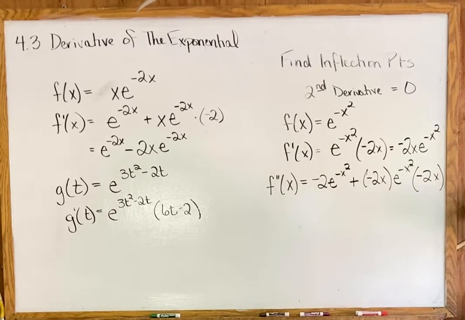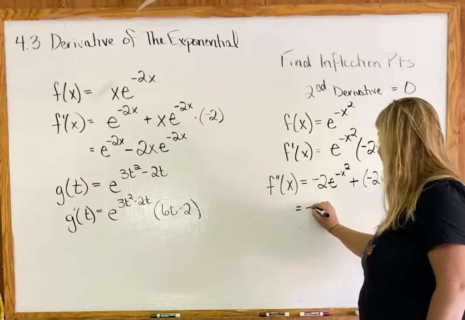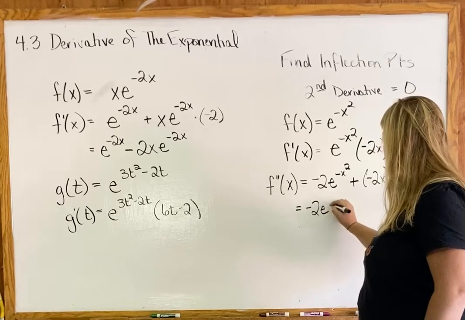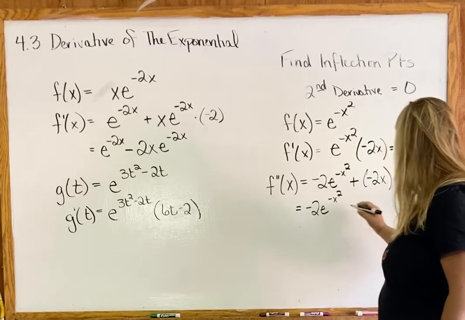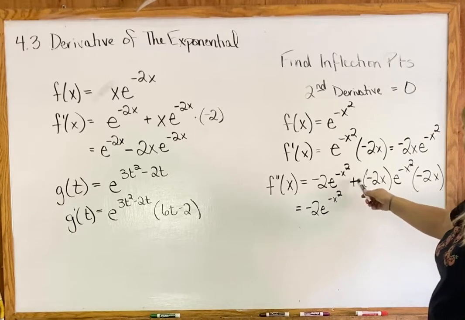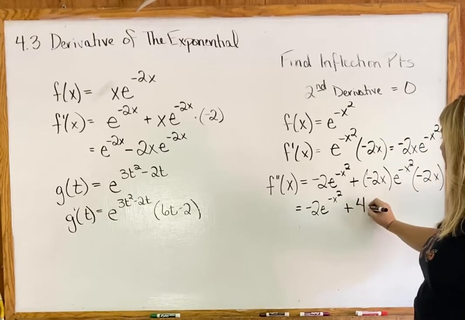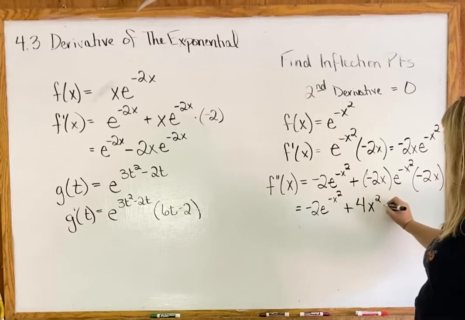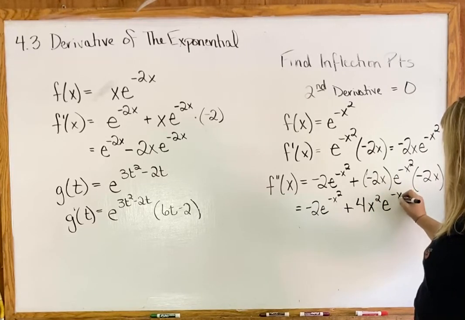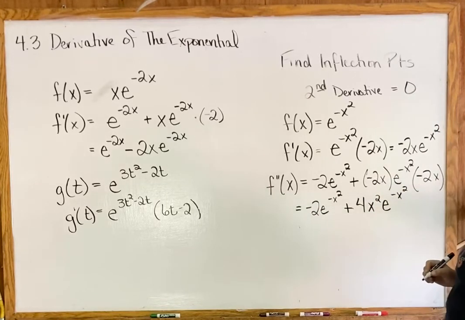So now, as I said, I know that now there's all these e to the x's and stuff running around, it starts to look ugly, so let's definitely simplify here. So -2e to the -x squared. And then here we've got two negatives, so this is going to stay a plus, but it's going to end up being 4x squared e to the -x squared. Okay, that look good to everybody?